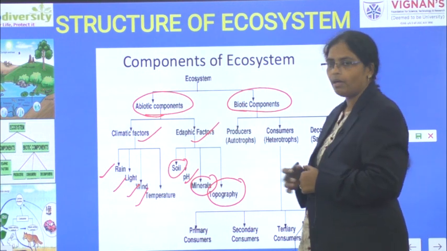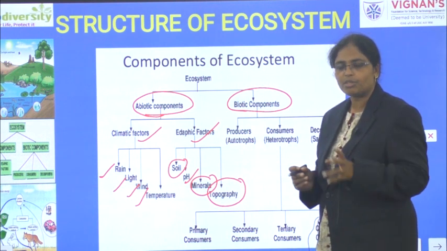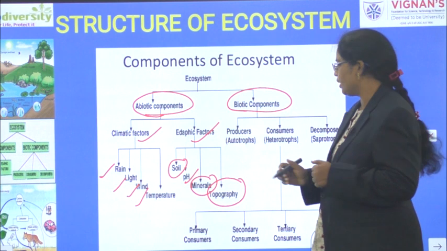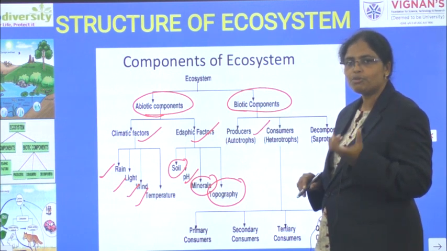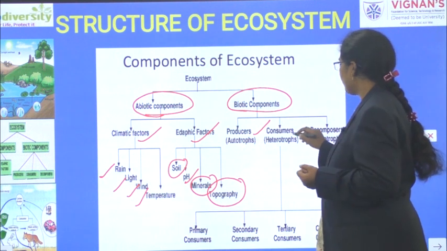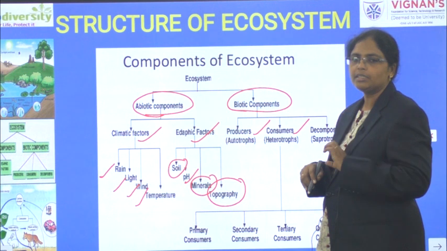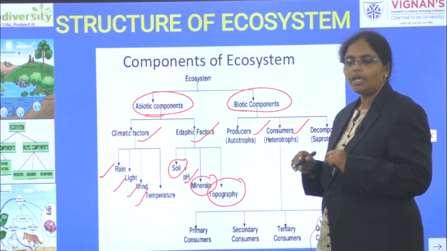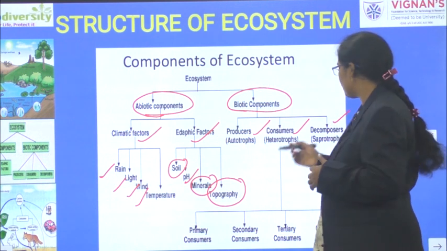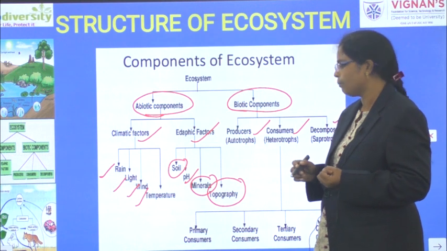And if you see the biotic components, these biotic components are mainly categorized into three categories. First one is the producers. Producers are nothing but they produce the food material. Second one, consumers. They consume the food from other animals. And decomposers. They act as natural scavengers. They decompose the dead or decaying organic matter.